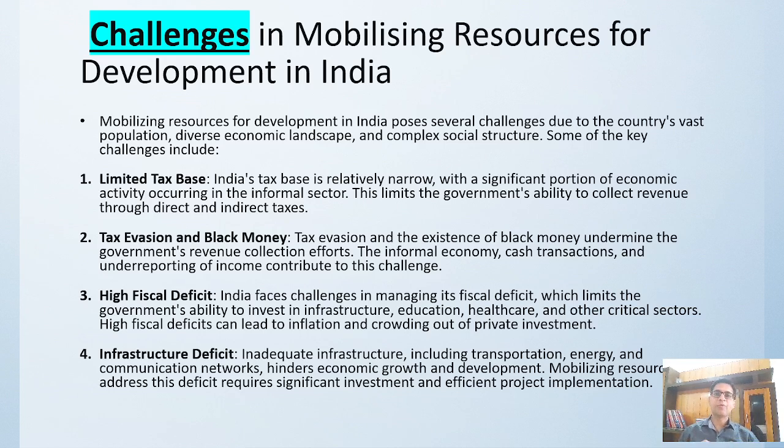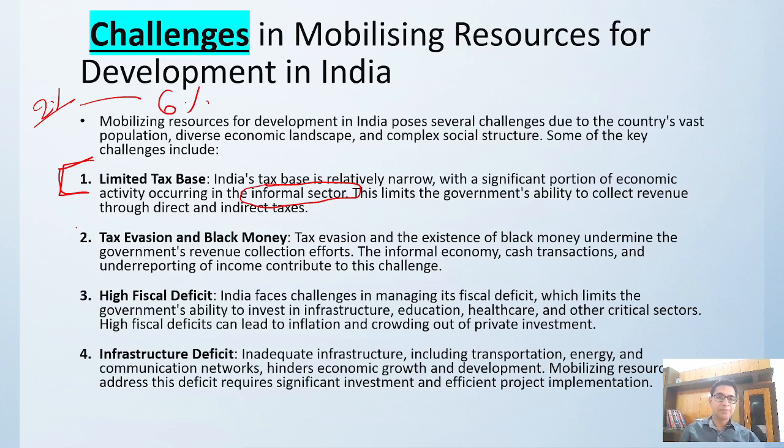So challenges in mobilizing the resources, what challenges do we face, what problems come when we mobilize resources? Obviously, first of all, we have a very limited tax base. You know, earlier only 2% were paying taxes. Now I think it has reached 6%. Right now, only around 6% of the Indian population is paying tax. So this is a very narrow tax base, and most of the work in our country is done in the informal sector. Because of that, there is a huge loss of taxes to the government, right?